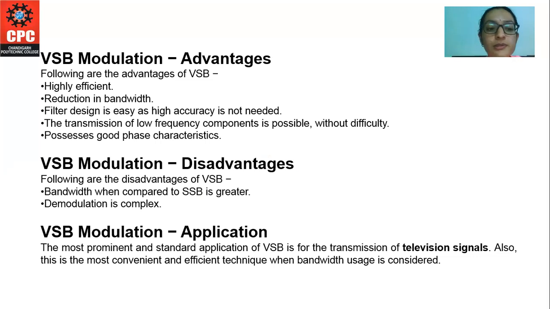Now some applications. The most prominent and standard application of VSB is for the transmission of television signals. It is the most convenient and efficient technique, and bandwidth usage is considered in this because video signals need a larger transmission bandwidth if transmitted using the DSBSC system. Therefore, the VSB system is preferred overall and has become the standard for the transmission of TV signals.